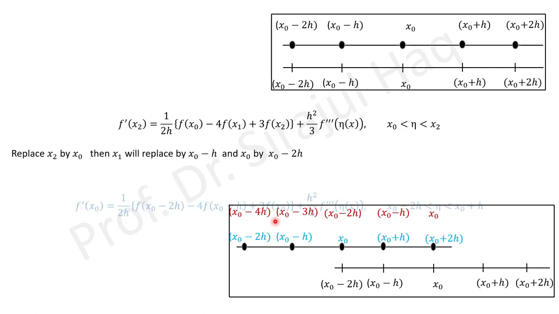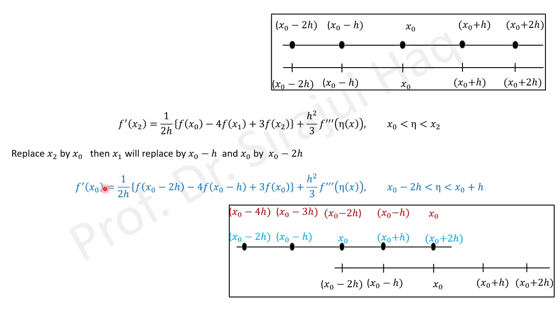So what will be the form of your formula? x2 has been replaced by x0. x0 has been replaced by x0 minus 2h. And x1 has been replaced by x0 minus h, which you can see there. And x2 has been replaced by x0, which you can see over here. No changes over here. And eta lies between x0 minus 2h and x0. Sorry, this is x0. This is not x0, plus h.